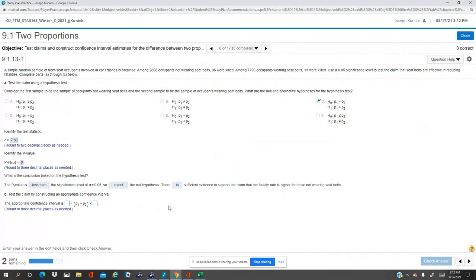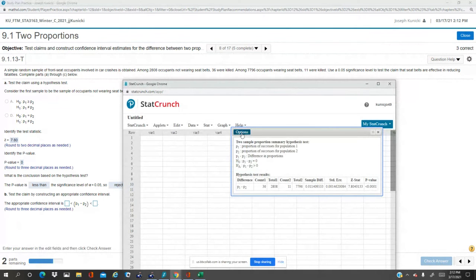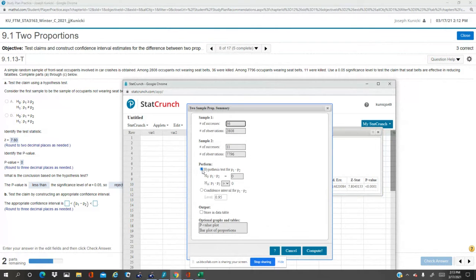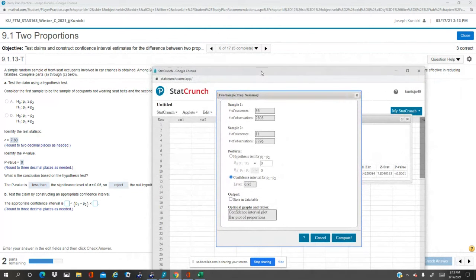Oh, there's one more question. Test a claim by constructing an appropriate confidence interval. All right, so here's what we do. We go back to StatDisk with the output, options, edit. And instead of hitting hypothesis, we want to perform a confidence interval. And the confidence interval is going to be an appropriate confidence interval. Well, since it's a one-tailed test, the 5% goes into the right. So to balance it, we got to put 5% in the left. So it's really a 90% confidence interval.